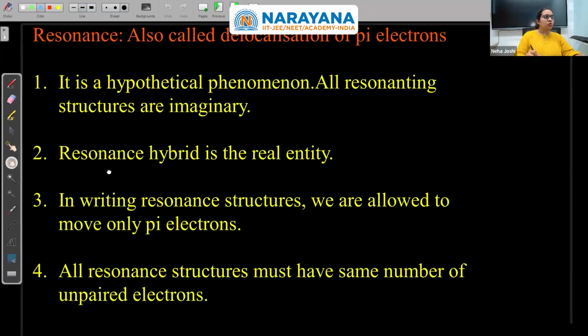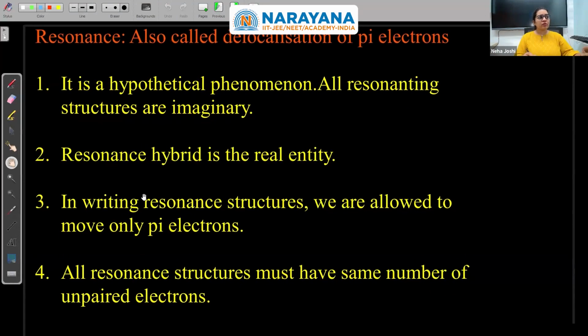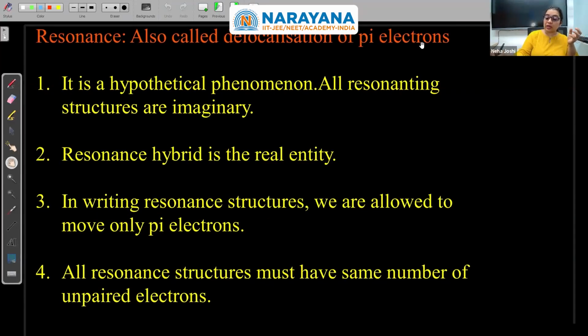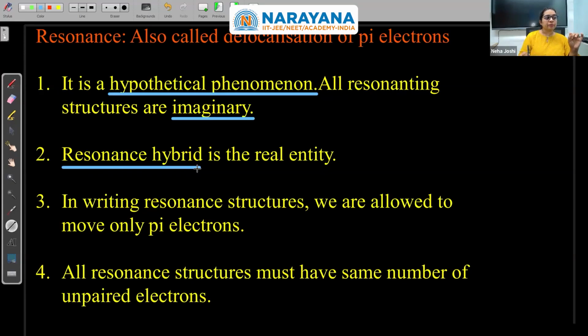Next, we are coming to resonance. Now, resonance is also known as delocalization of pi electrons. Yes, it is a hypothetical effect. There is no practical evidence, we have never seen it happening. All the resonating structures that we draw are imaginary. The only real entity is the resonance hybrid.